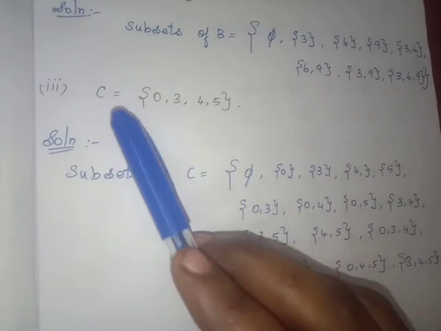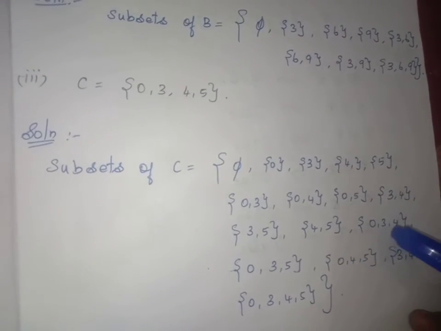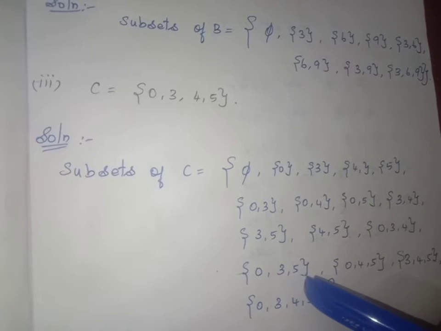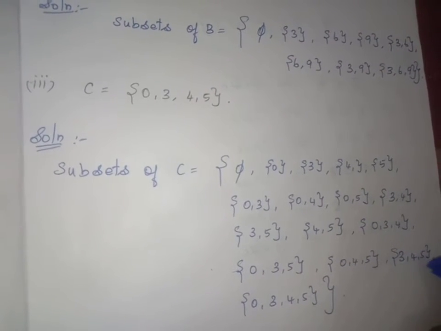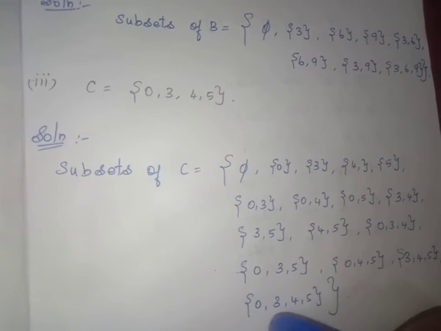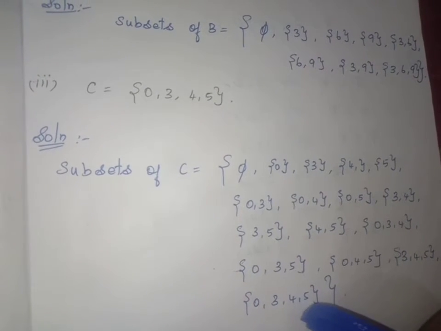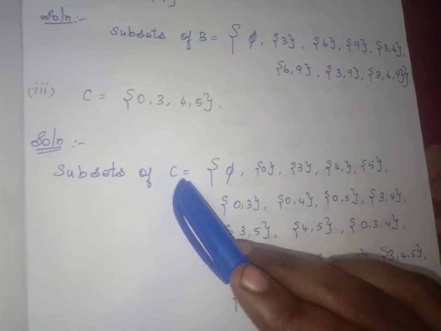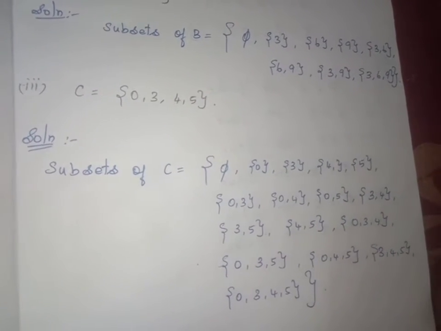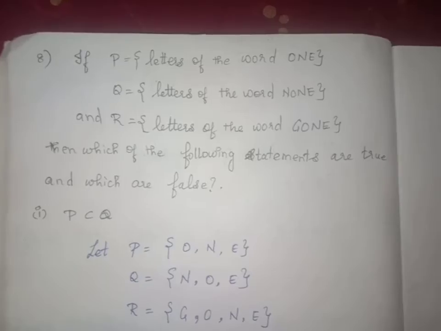The next ones, with three numbers taken: {0, 3, 4}, {0, 3, 5}, {0, 4, 5}. The next one {3, 4, 5}. The last one {0, 3, 4, 5}, the whole set. So all possible subsets are these for C. This is the subset list you will write for the whole set.